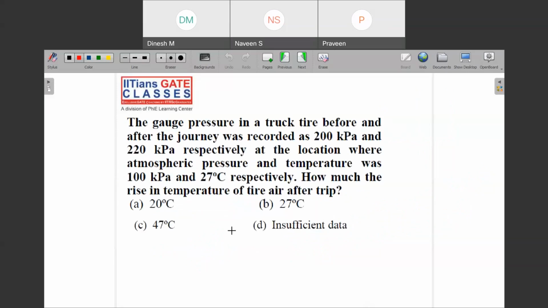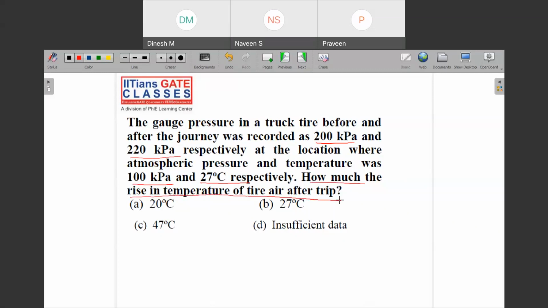Next question. Let us read the question carefully. The gauge pressure in a truck tire before and after the journey was recorded as 200 kilopascal and 220 kilopascal respectively, at a location where atmospheric pressure and temperature were 100 kilopascal and 27 degrees Celsius respectively. Then it asks how much the rise in temperature of the tire air is after the trip.